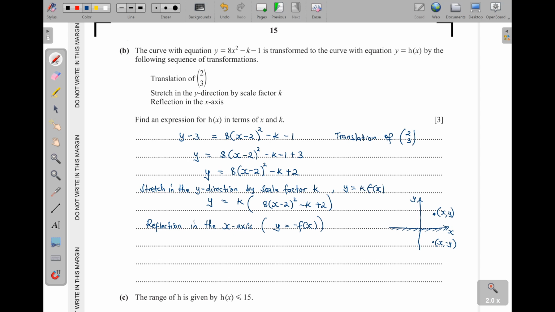So meaning our h of x is going to be, put a negative everywhere, so it will be negative k into 8(x minus 2) squared, then minus k. I can even write it as plus 2 minus k, like that. So that will be the expression for h of x in terms of x and k.